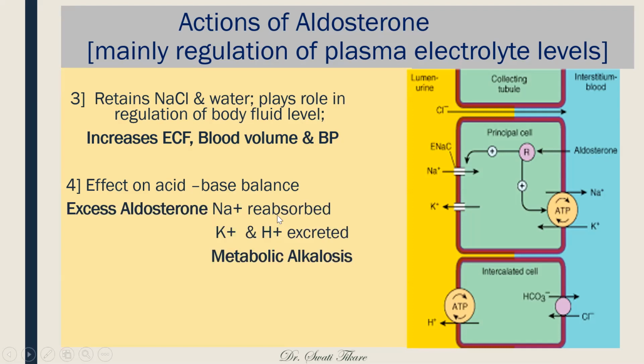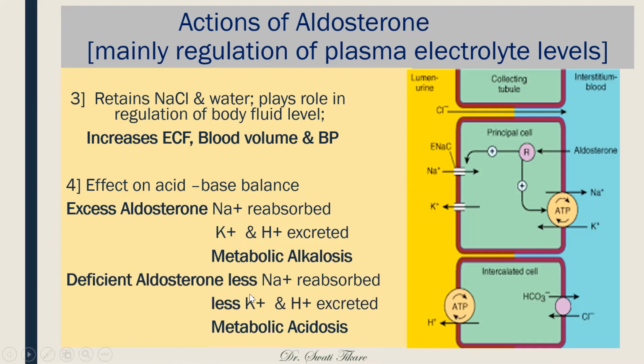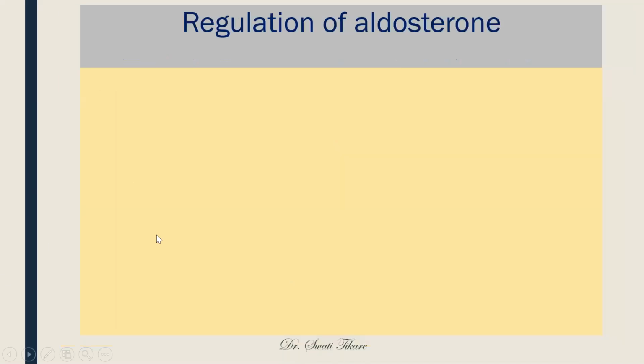Excess aldosterone: more sodium reabsorbed, potassium and hydrogen are excreted, resulting in metabolic alkalosis. Whereas in deficient aldosterone, less sodium is reabsorbed, less potassium and hydrogen is excreted. A lot of them stay in the body, so it will cause metabolic acidosis. So if we understand the basic things, it will be very easy for us to put the same principle into the applied aspects when we learn about excess or deficiency of aldosterone. Okay, so we move on to the next.